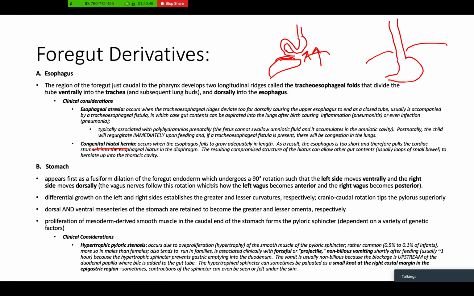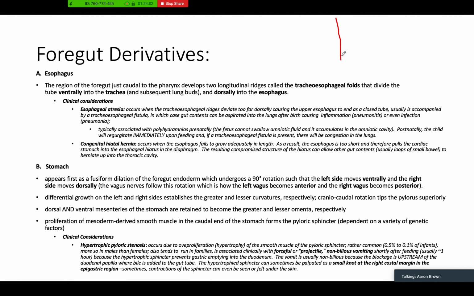Okay, great. So the stomach typically has to go through a 90-degree rotation. During development, the stomach is not in the orientation that we're used to. During development, the stomach is basically going straight like this.